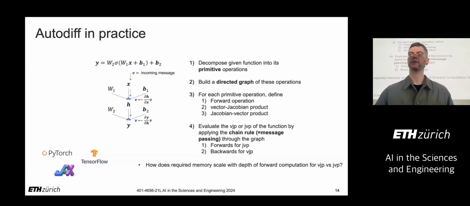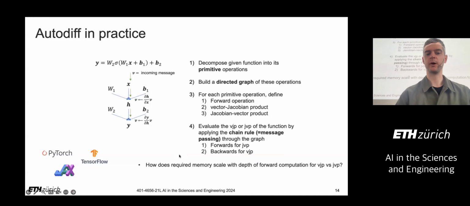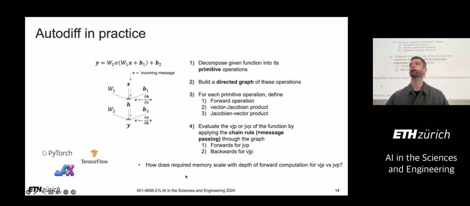I think it's very interesting to discuss this question about the memory requirements of Autodiff. So I've got a question here. Can anyone answer this? If you think about the arrays that we have to store in memory to do the forward pass and also the backprop pass, how does this memory scale with the depth of the forward computation for the reverse mode and for the forward mode? Is it different? Does anyone know? You can also reply in the chat if you have an idea.